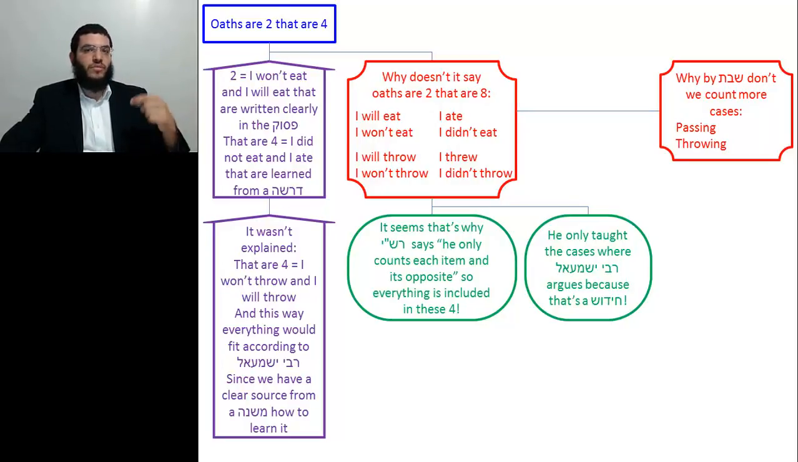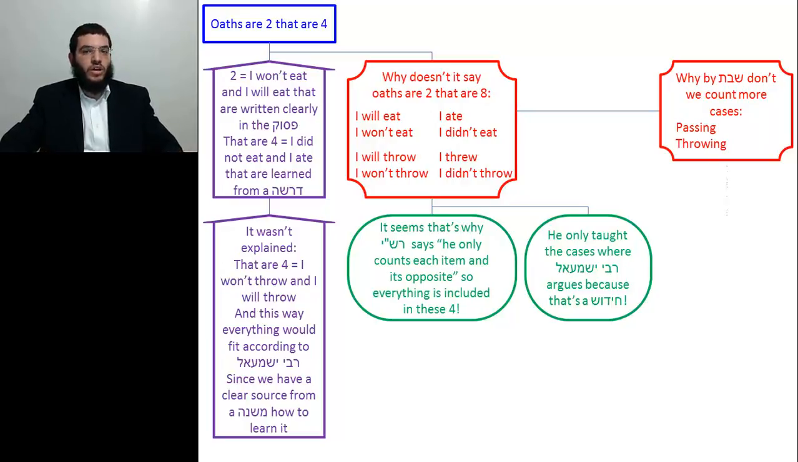So too, if somebody throws an item from one reshus to another, not just if a person passes like written in our Mishnah. Why aren't those cases included in our Mishnah as well? And Tosfos explains that our Mishnah really should have only taught Heitzah, because that's the Av.